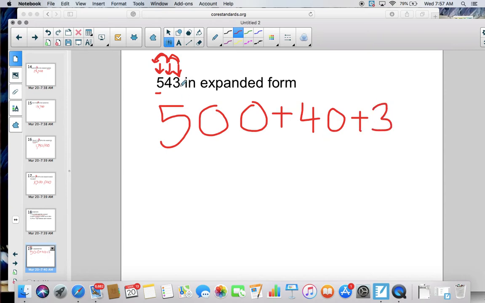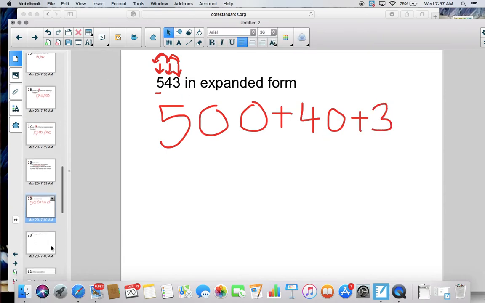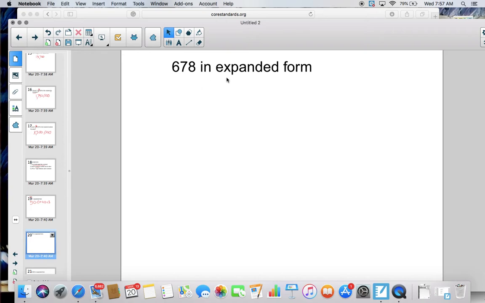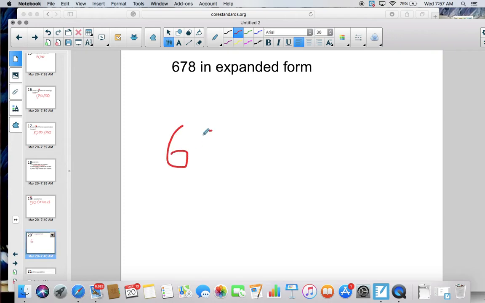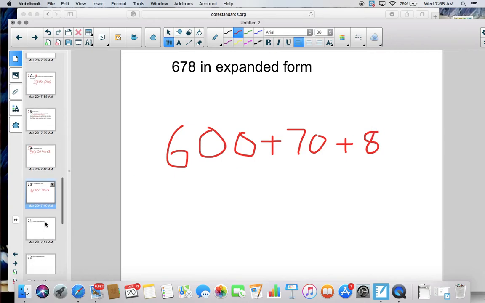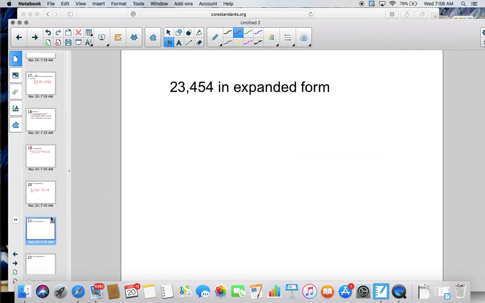Okay, I'm going to try the next one on your own. I'll read it to you. 678 in expanded form. Click pause. Welcome back. Did you write 600 plus 70 plus 8? Give yourself a pat on the back. The teachers will be watching to see if you're patting yourself on the back. Try this one. Click pause.